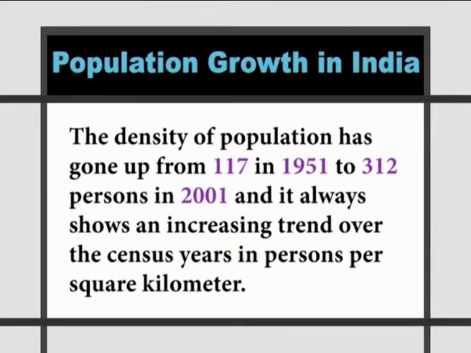The density of population has gone up from 117 in 1951 to 312 persons in 2001, and it always shows an increasing trend over the census years in persons per square kilometer.